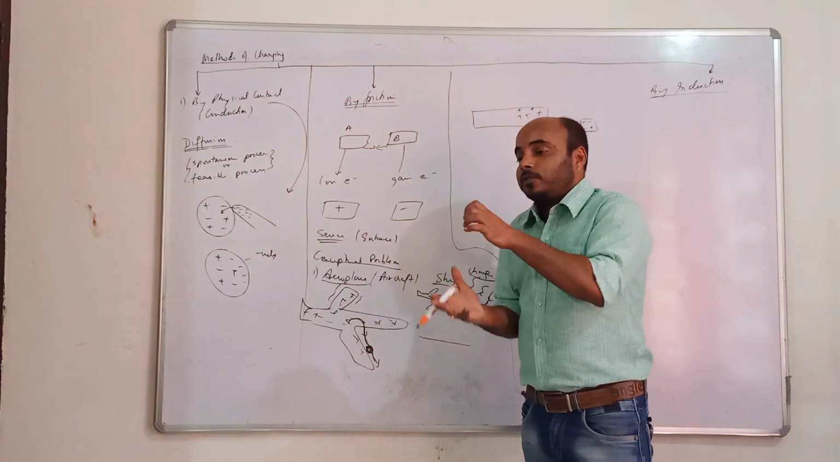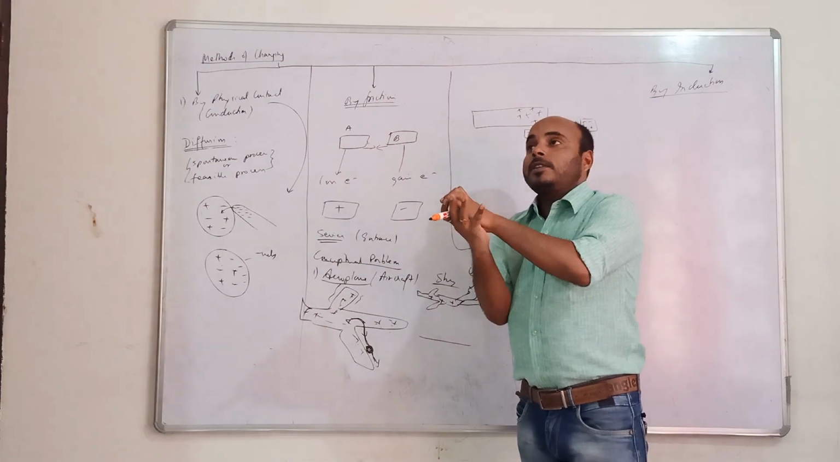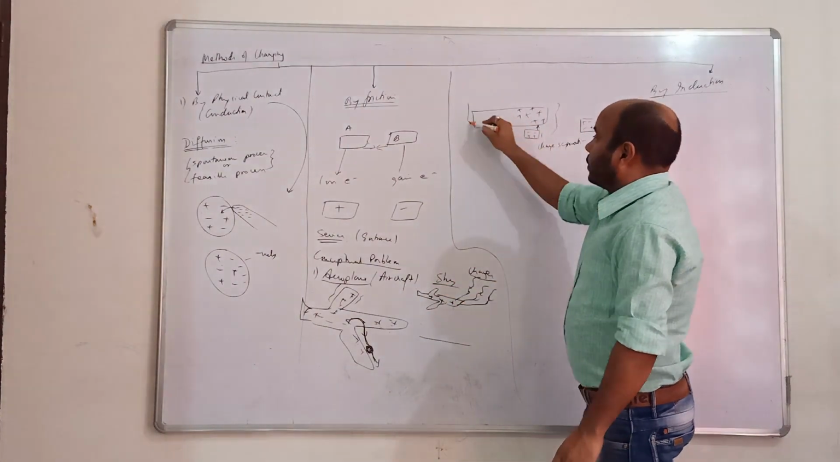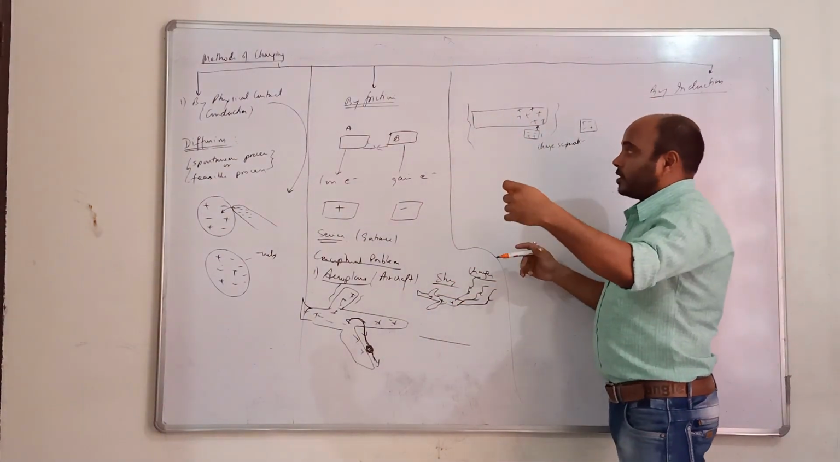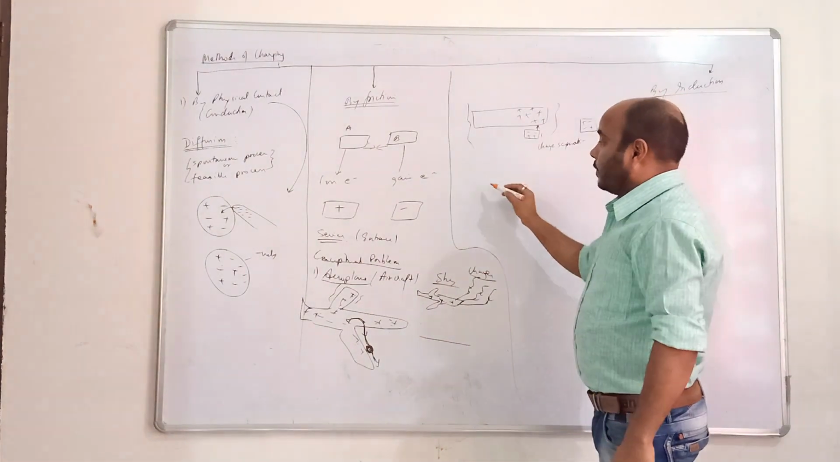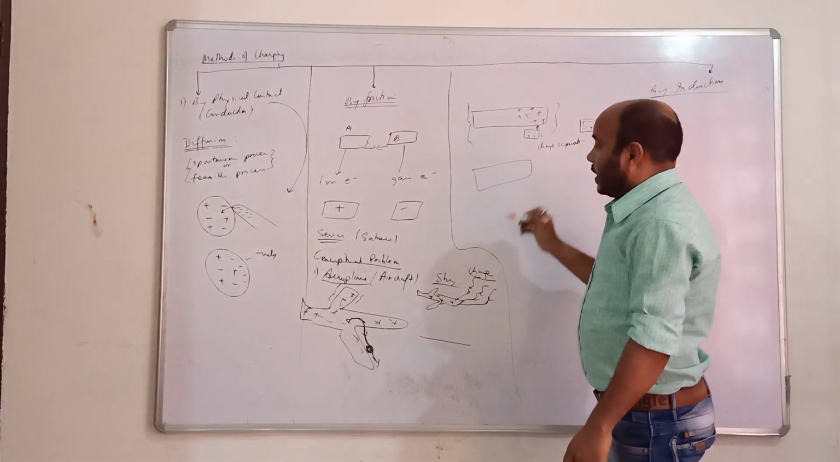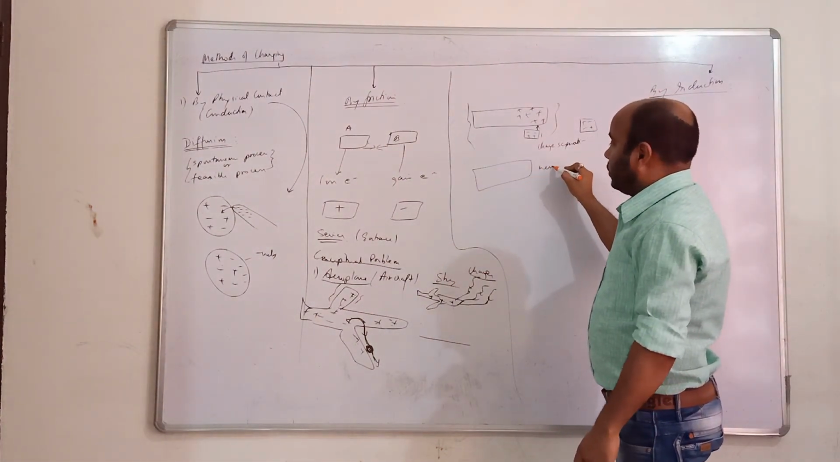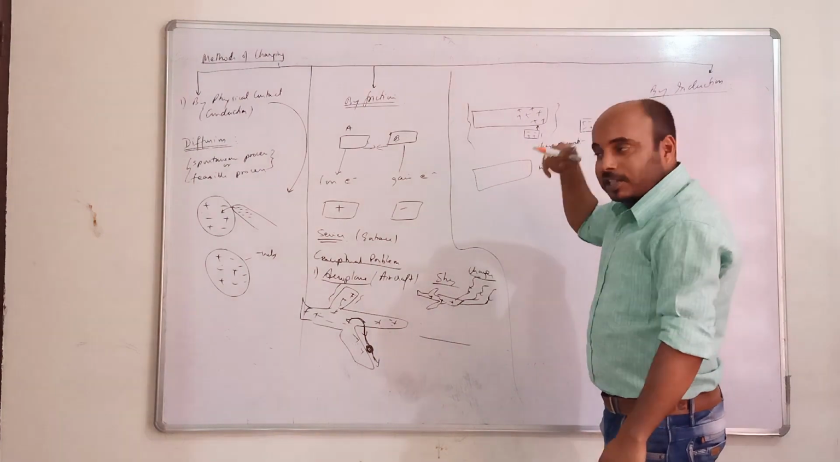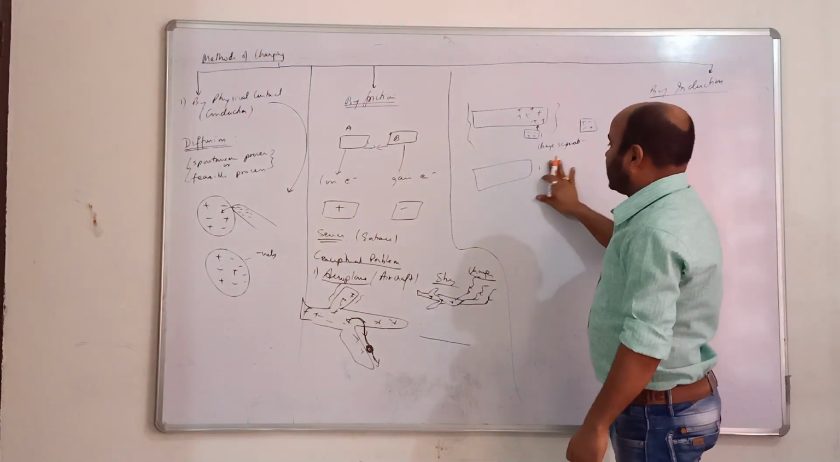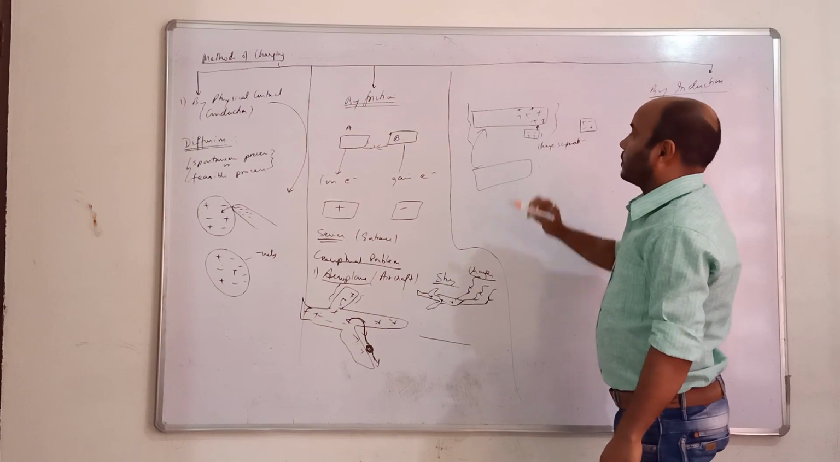Because paper is light, it will attract and stick to the scale. Now, if you don't understand, see what is happening. We have a scale. Initially, the scale is neutral. When I am rubbing the scale with the hair, this scale acquires charges.